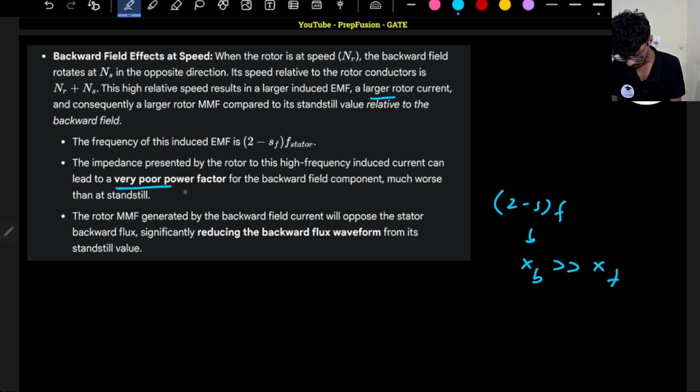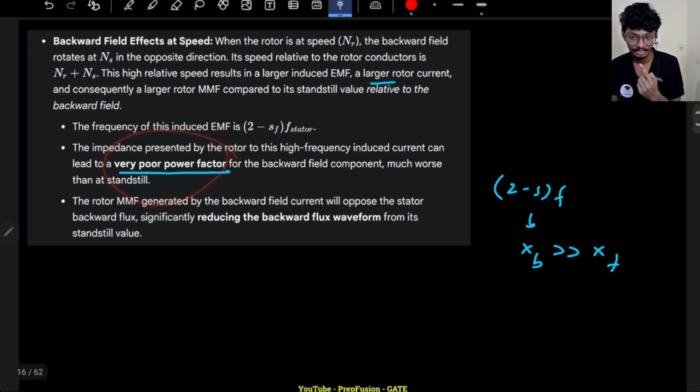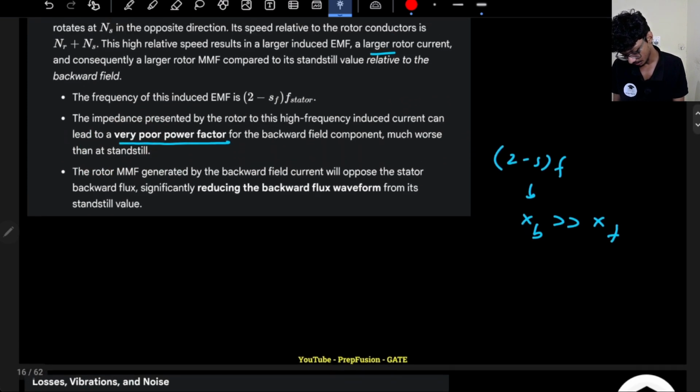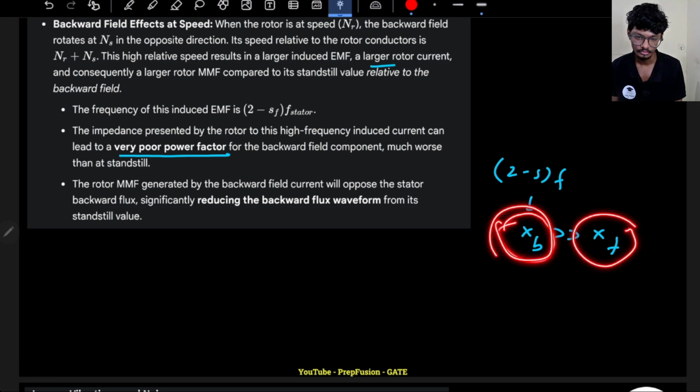Very poor power factor for the backward field component. The current of the backward field component will have much poorer power factor than the forward field component, and of course as stated they are anyways equal, so I don't care about that. I hope now it is clear why the forward field current amplitude is much lower than the backward field amplitude, or the induced EMF. So XB will be much higher than XF, so this will produce even worse power factor.